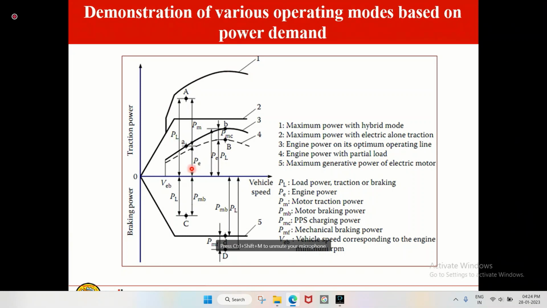But the point again that has to be focused upon is that the power requirements will vary. The power requirements are not the same, and instant to instant, moment to moment, it could be tractive power, it could be braking power, but the power requirements will keep on changing, and this need has to be addressed by the hybrid electric vehicle with the help of its control strategy.